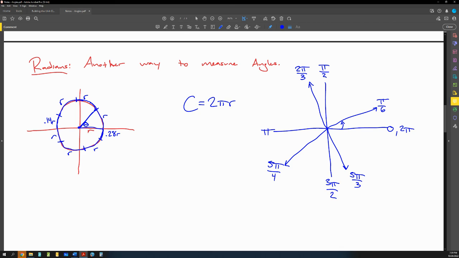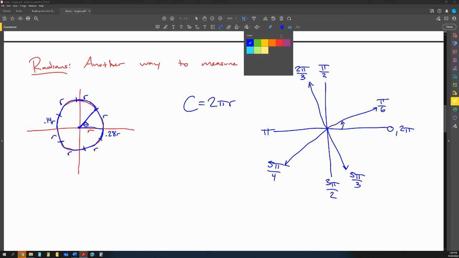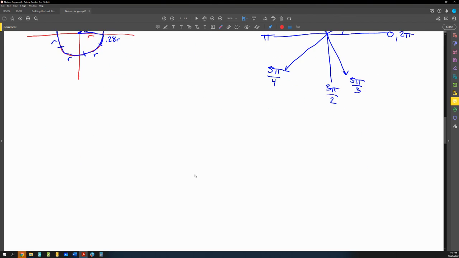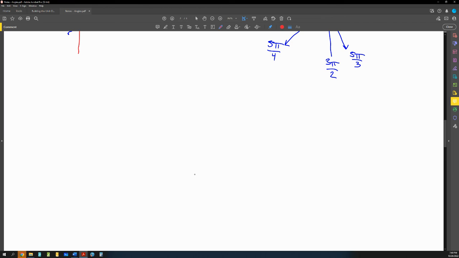Okay? All right, so you may have noticed that if radians is another way to measure angles, well, then there must be some unit conversion between degrees and radians, and you would be absolutely correct. So let's go ahead and convert. This is the last thing we'll talk about today. Converting between degrees and radians.